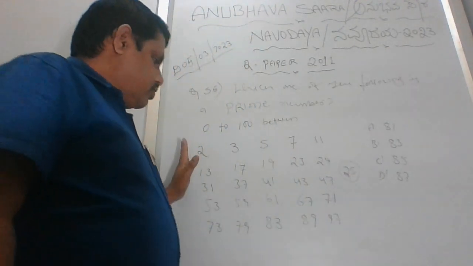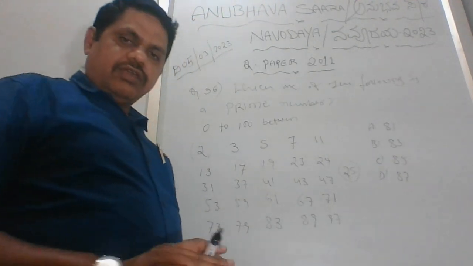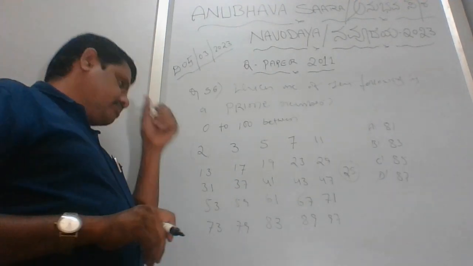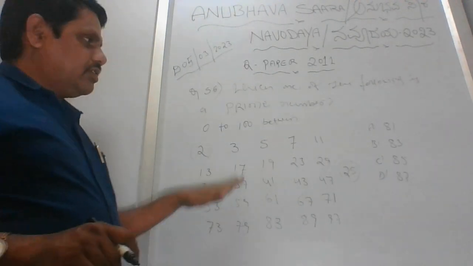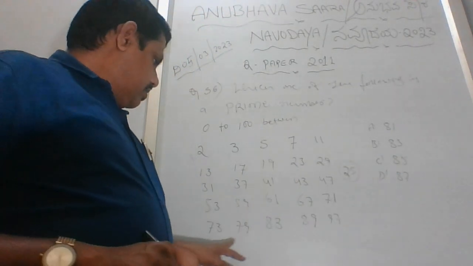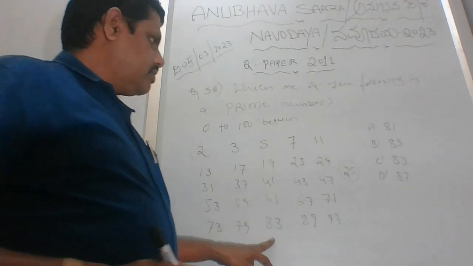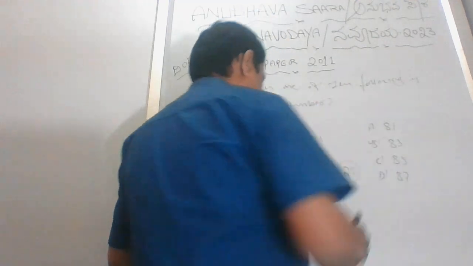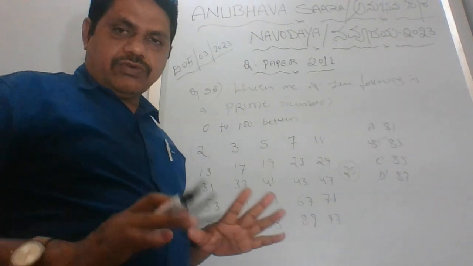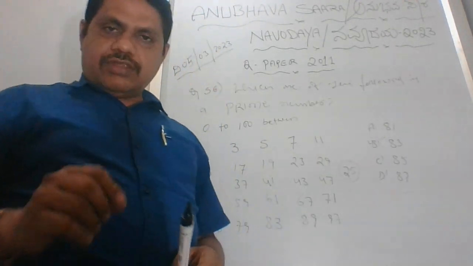Between 2 and 97, there are 25 prime numbers. Understood? So in that, which is going to match here? Do we have 81? No. 83? Yes, we have. Then 85 we don't have. 87 we don't have. That means the prime number is 83.